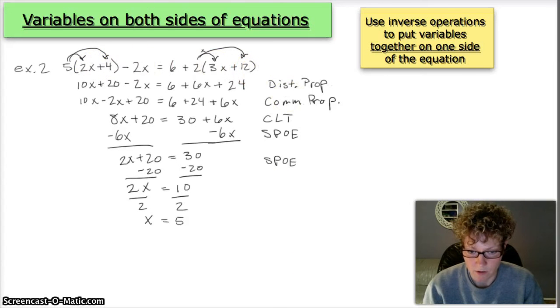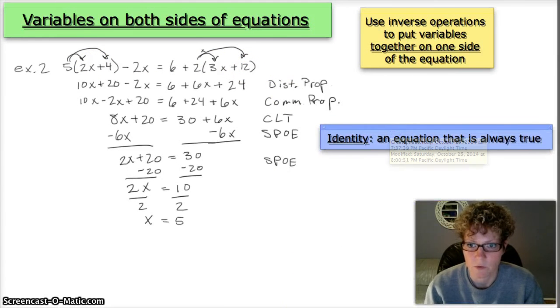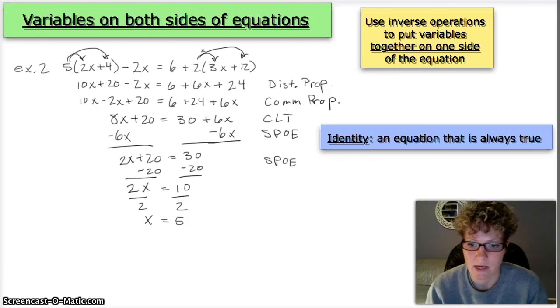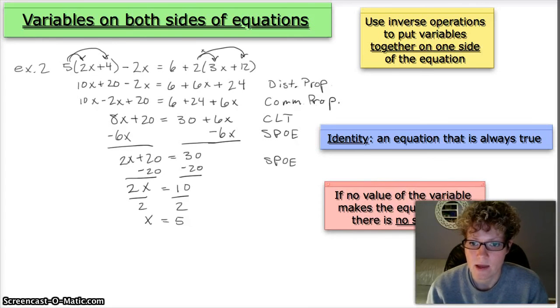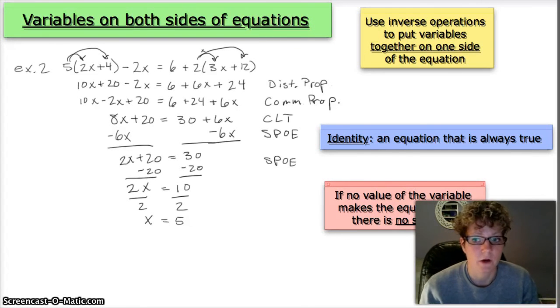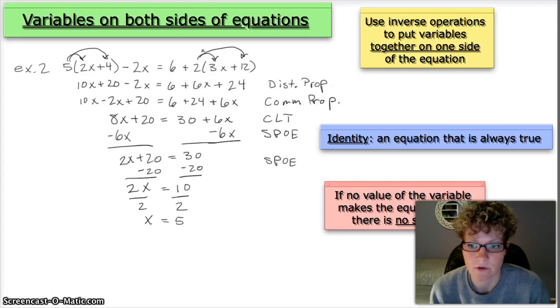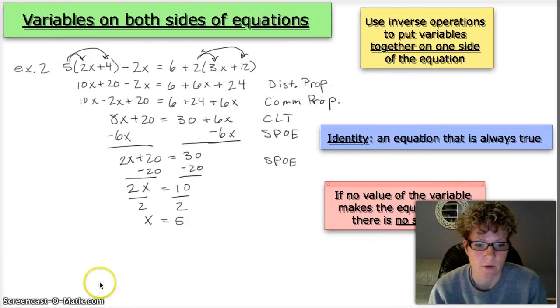So I'm going to bring this up here as a reminder of a new term: an identity is an equation that is always true. So it's like it shows itself back, that is an identity. Okay, and there may be a case where you have a no solution. So if no value of the variable makes the equation true, that would be a no solution example.